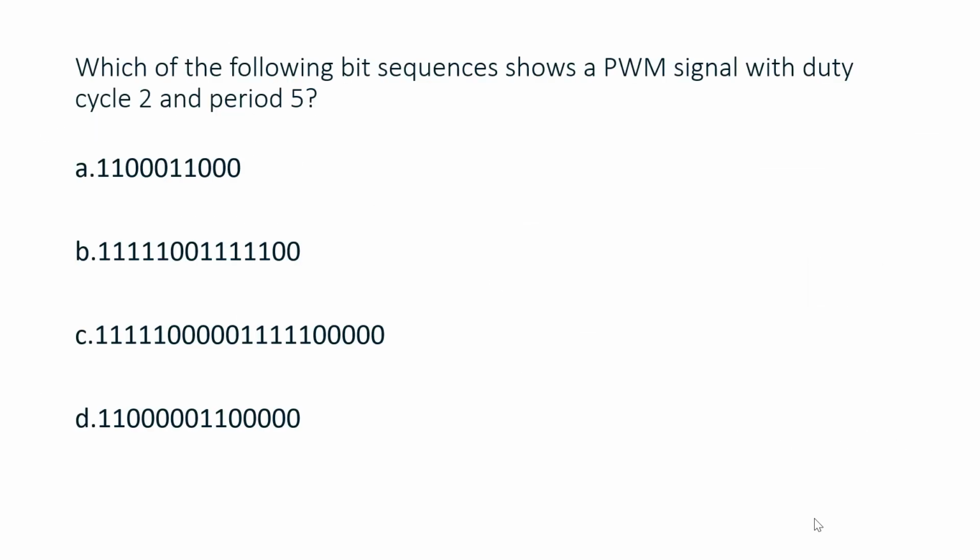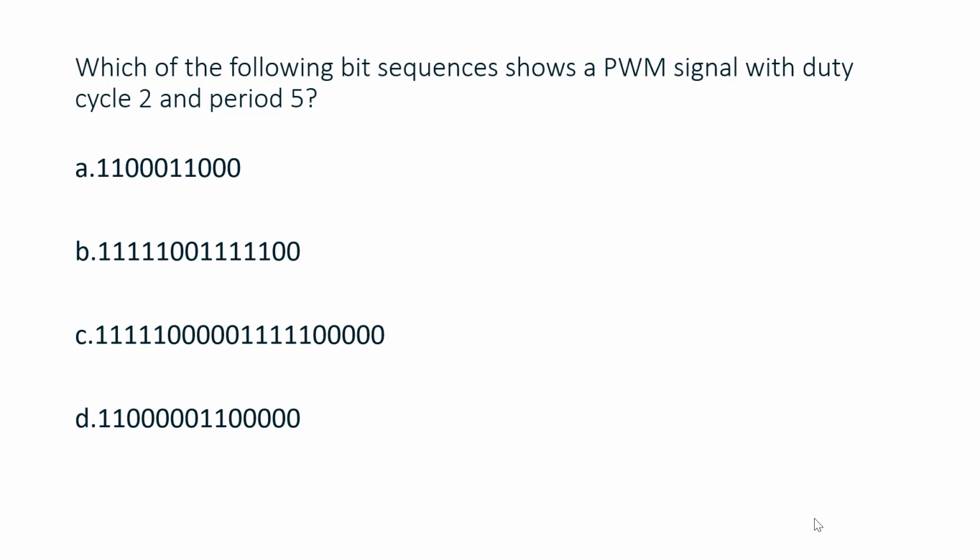Which of the following bit sequences shows a pulse width modulated signal with a duty cycle of 2 and a period of 5? So I think the first one, right? You've got a period of 5, meaning that the bit sequence repeats. Every group of 5 bits is repeated, and the duty cycle is 2, which means within that repetition of 5 bits, 2 of them are 1, right? So the answer, I think, is 1.